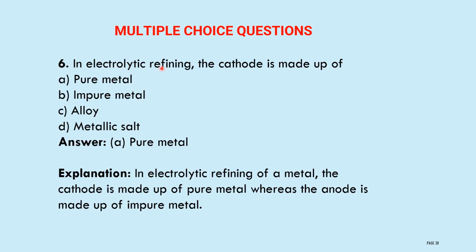In electrolytic refining, the cathode is made up of: option A pure metal, option B impure metal, option C alloy, option D metallic salt. The correct answer is pure metal. In the electrolytic refining of a metal, the cathode is made up of pure metal whereas the anode is made up of impure metal. Maybe sometime they will ask about the anode also, therefore you have to remember the anode is made up of impure metal.